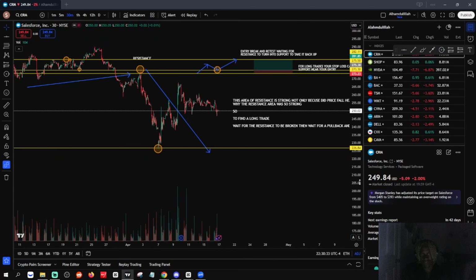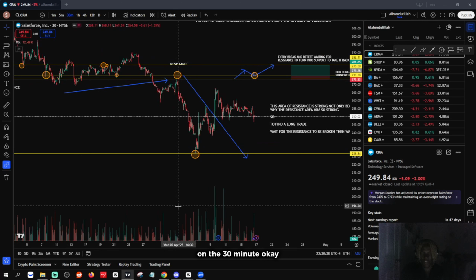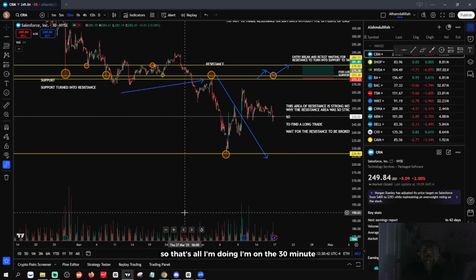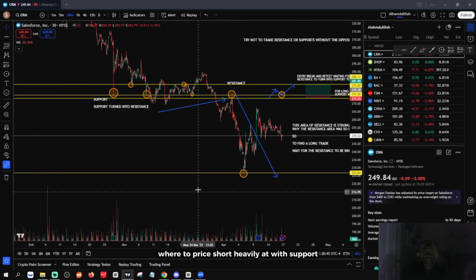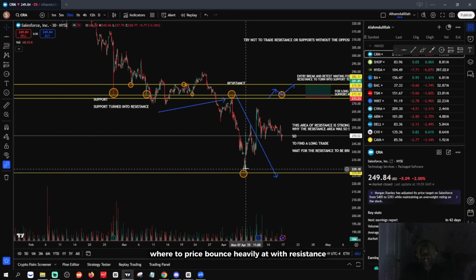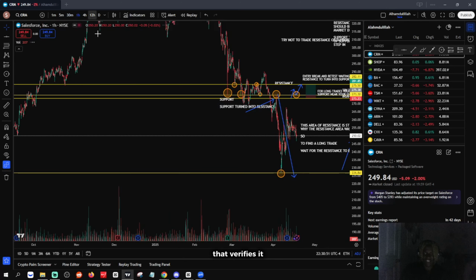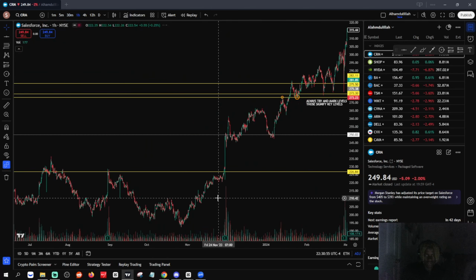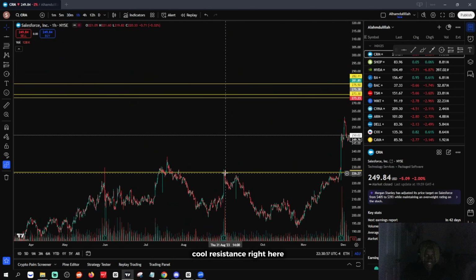That's all I'm doing. I found the top of the range, and now I'm finding the bottom of the range on the 30-minute, okay? I'm looking to see, okay, where the price shorted heavily at with support that verifies it. Okay, where the price bounced heavily at with resistance that verifies it. So let's see if there's resistance at this support. Cool. Resistance right here. Okay. Also some resistance kind of right here.